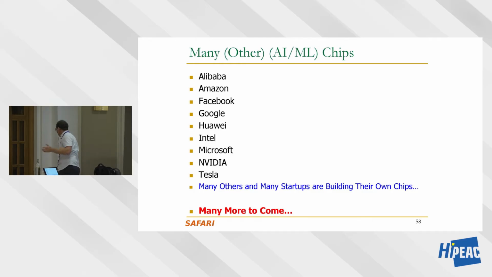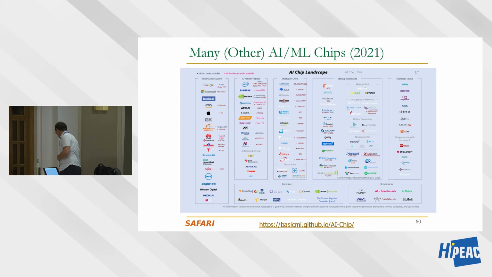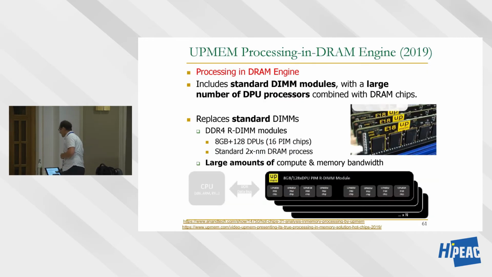And there are many other machine learning chips. Kunle talked about his chip yesterday. I'm going to talk about that maybe at some point. So this is clearly interesting. Now these are some different things.